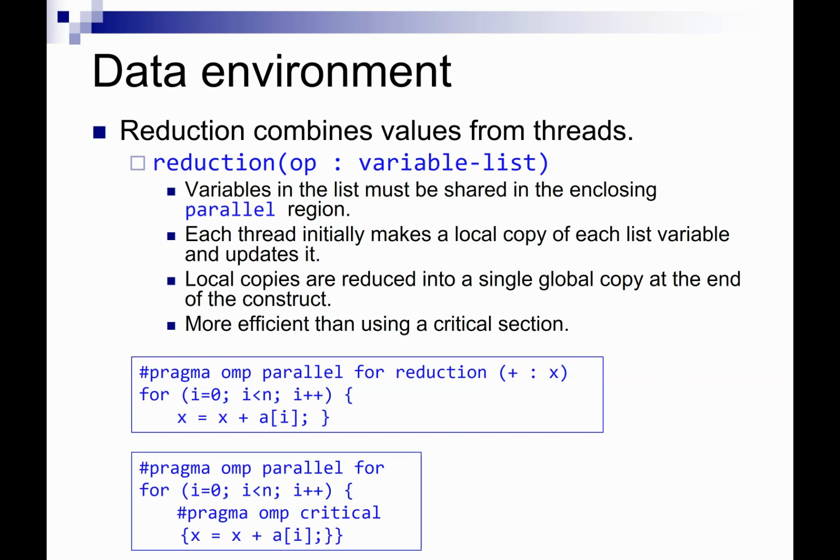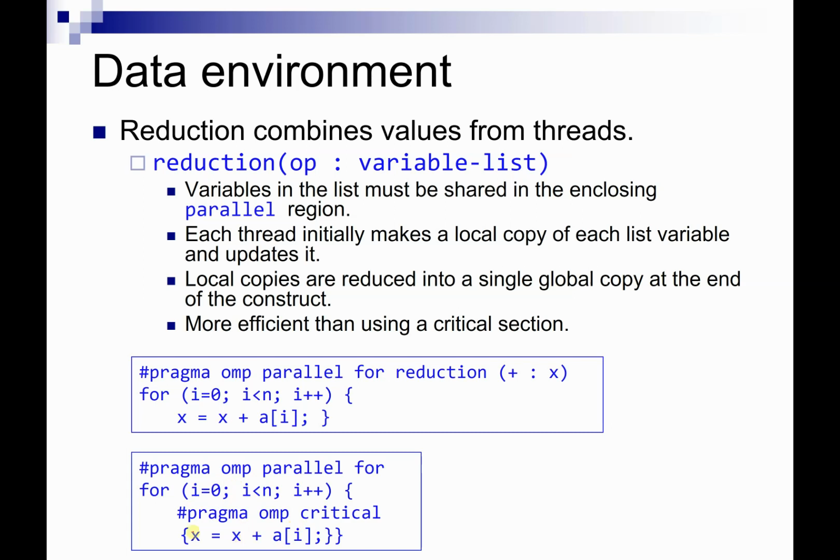So suppose you have this example down here. We have this array A, and you want to sum up all of the values in this array into a variable x. One way to do this is to start a parallel section here, and this is a parallel for. Different threads will be assigned different iterations, so they'll be assigned different parts of A, and then they'll be reading this value of A and adding it into x.